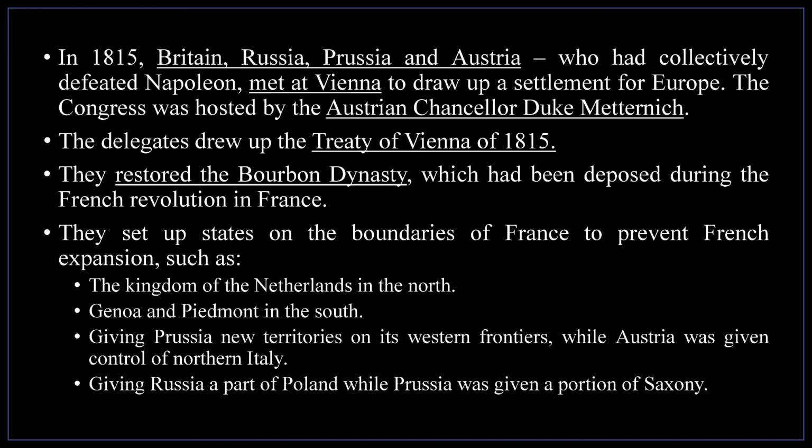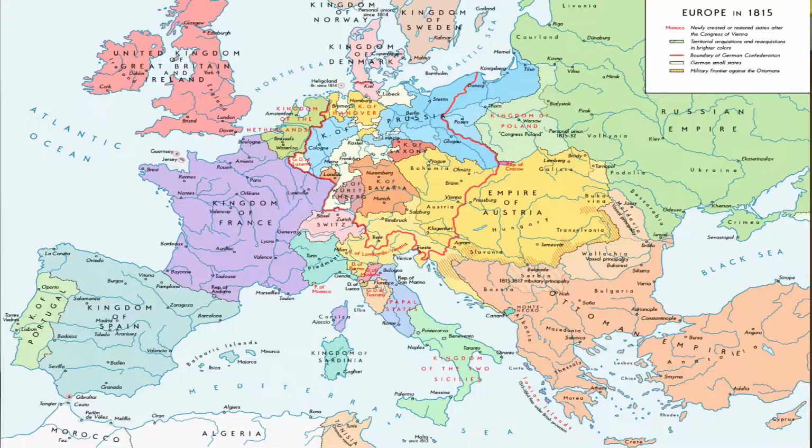They restored the Bourbon dynasty in France, which had been deposed during the French Revolution. And they set up various states on the boundaries of France to prevent French expansion in the future. This included the Kingdom of Netherlands in the north, Genoa and Piedmont in the south. They gave Prussia new territories on its western frontier, while Austria was given control of northern Italy. They gave Russia a part of Poland, and Prussia was given a portion of Saxony. You will understand all this if you look at the map of Europe. However, the 39 German states created by Napoleon under the Civil Code of 1804 were left untouched.